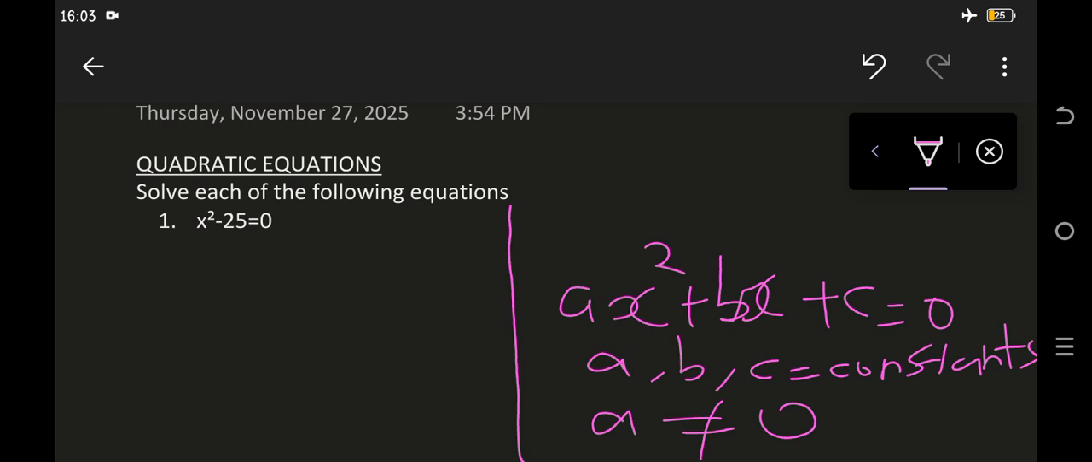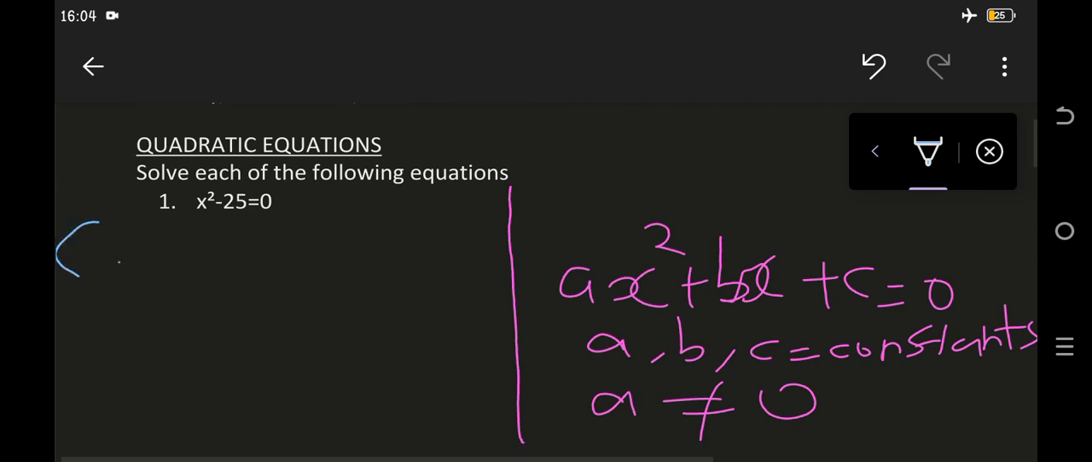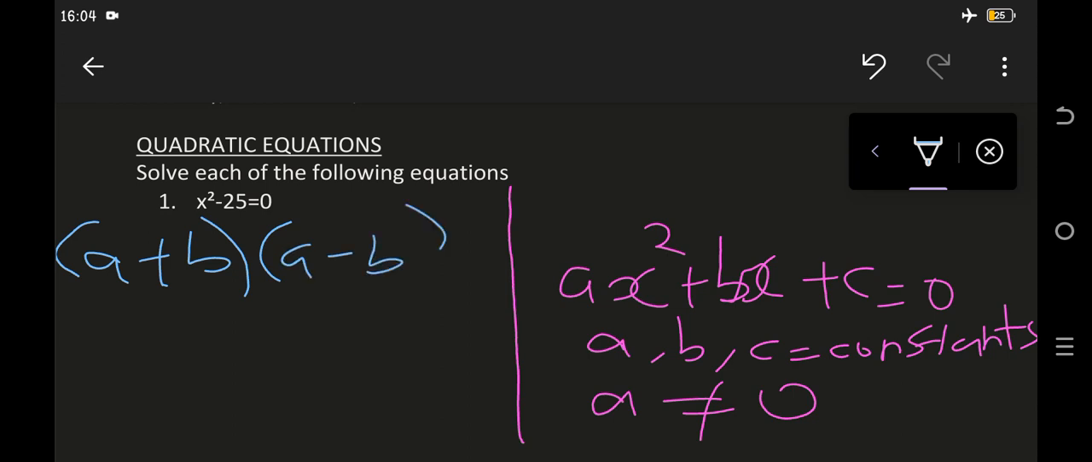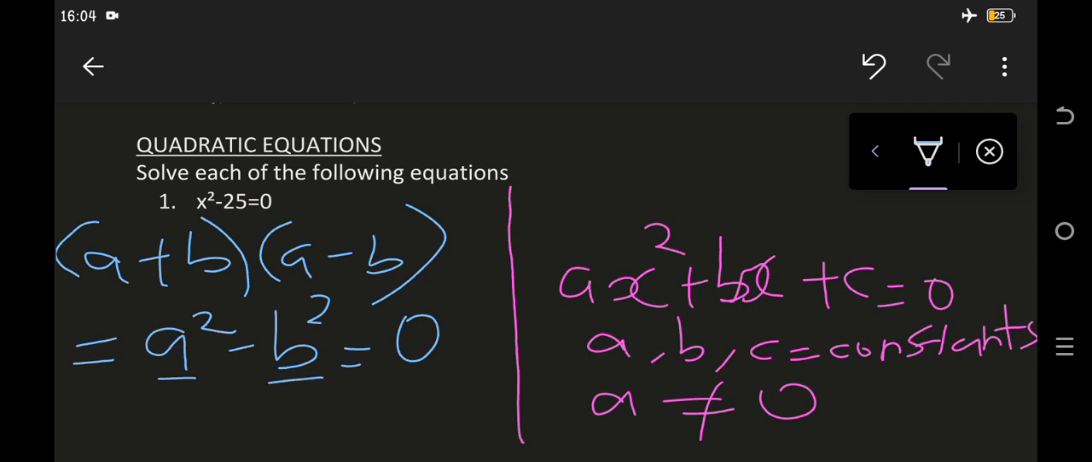First, we have x squared minus 25 is equal to 0. Now, remember we have already looked at quadratic identities, and the final quadratic identity says that if you have a plus b times a minus b, then this is going to be a squared minus b squared is equal to 0. And this is what we have here. x squared is representing a squared, 25 is representing b squared, is equal to 0. Now let us solve it.